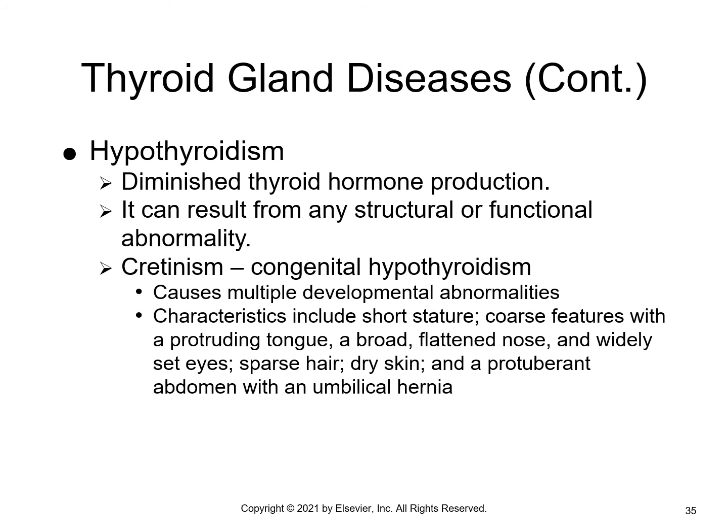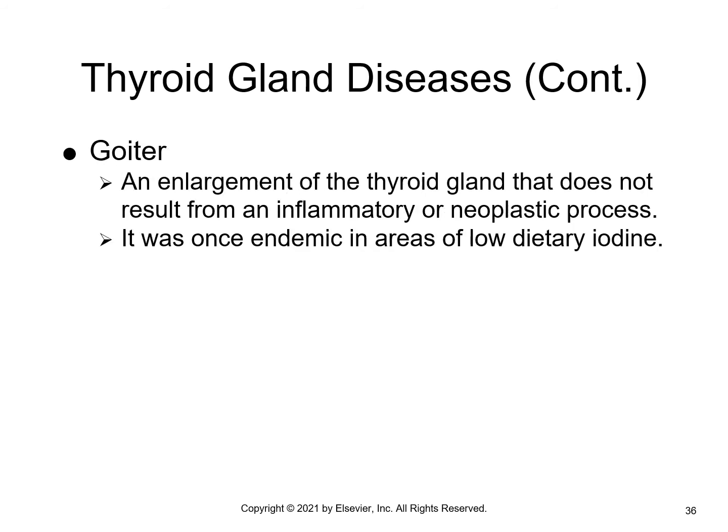One type of hypothyroidism that affects children and infants is cretinism, and this is congenital hypothyroidism. And because the thyroid is responsible for mental development as well as metabolism, cretinism can cause multiple different abnormalities. It can cause a short stature, coarse features, a wide protruding tongue, a broad flattened nose, widely set eyes, sparse hair, dry skin, and a protuberant abdomen with umbilical hernia. It can also cause slow mental development.